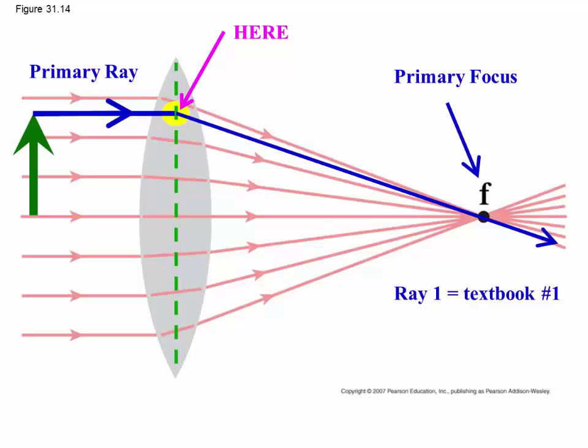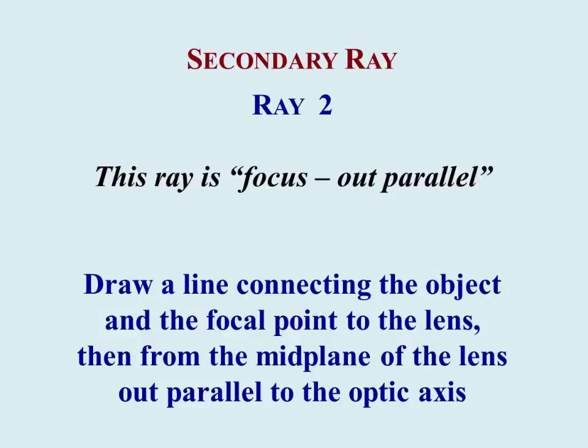So anyway, a primary ray comes in parallel to the axis. You have to draw that carefully. Then when it gets to the center line of the lens, it is bent through the primary focus. This ray 1 is the same as the textbook ray 1. Secondary ray, ray 2, which is not in our textbook, is focused to parallel. It starts at the secondary focus and comes out parallel. So this line is constructed using the object and the secondary focal point. And then it comes out from the midplane of the lens.